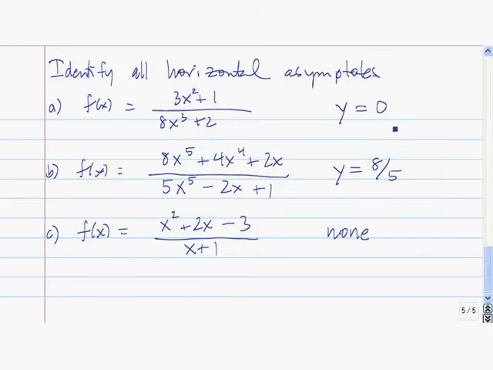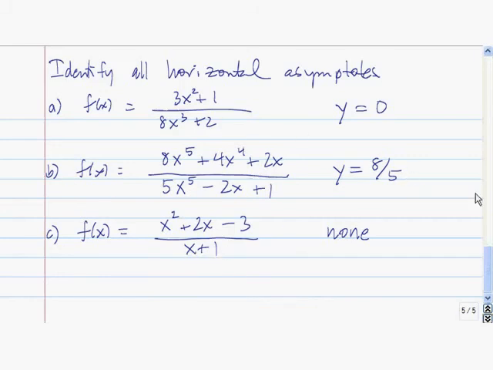Okay, in the first case, y equals 0 is a horizontal asymptote because the degree of the top is smaller than the degree of the bottom. In the second case, it's y equals 8/5 because the degree is the same, so the horizontal asymptote is the ratio of the leading coefficients. Finally, in the last case, there is no horizontal asymptote because the degree of the numerator is greater than the degree of the denominator.